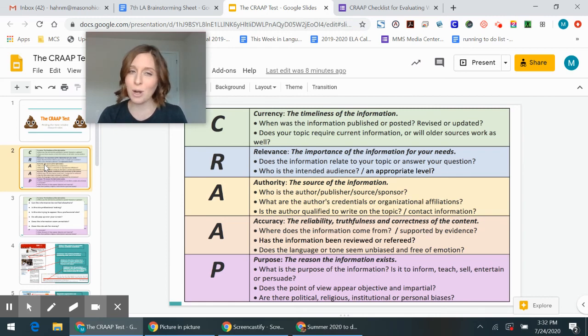And lastly, what's the purpose? Is this website trying to sell you something? If so, it's going to affect the information that you're reading. So if you fail one or two of these categories, then you need to say this website might not be the best website to use for my project.